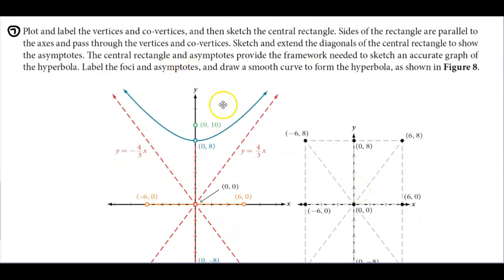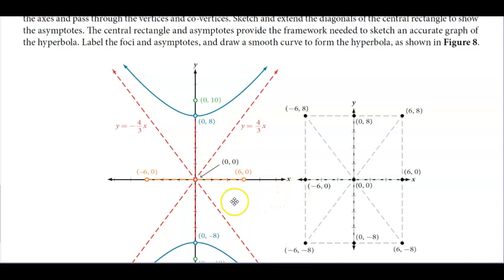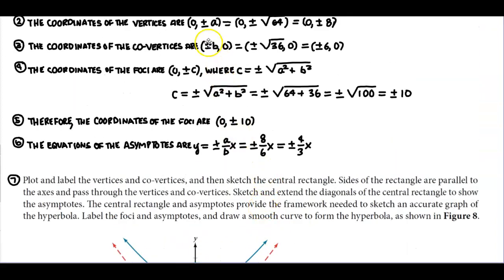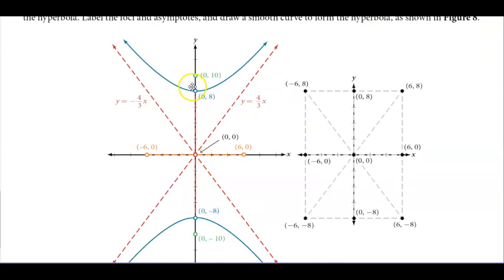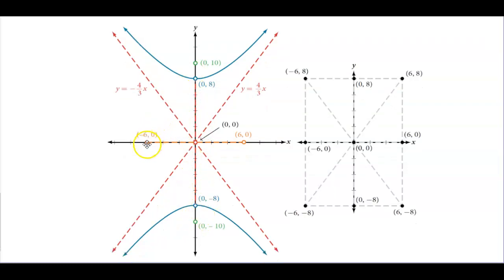So, here we have our rectangle. We have our values, so we can see here that the vertices are located at 0, 8, and 0, negative 8. We know our co-vertices are negative 6, 0, and 6, 0. We know our center is at 0, 0. Our foci are at 0, 10, and 0, negative 10. And so what we can do is create a rectangle like we did over here. And if we draw through that rectangle and make an X, that's going to represent our asymptotes. So the positive asymptote is y is equal to 4/3 x, and the negative asymptote is y is equal to negative 4 over 3 x.